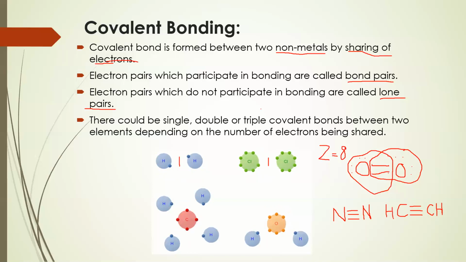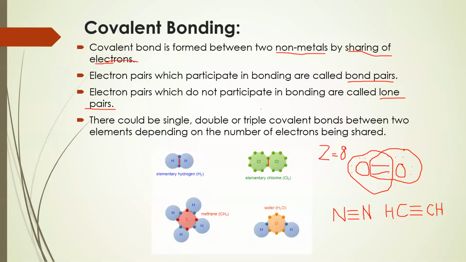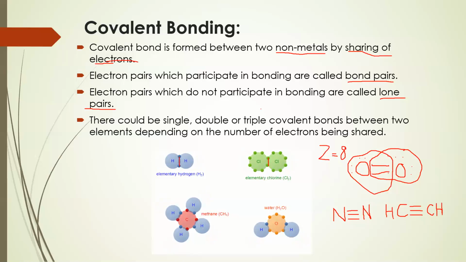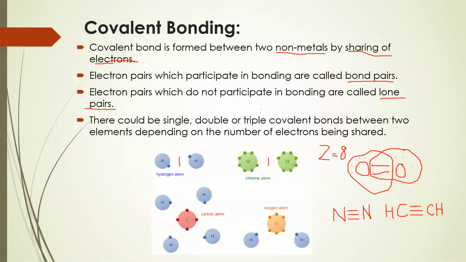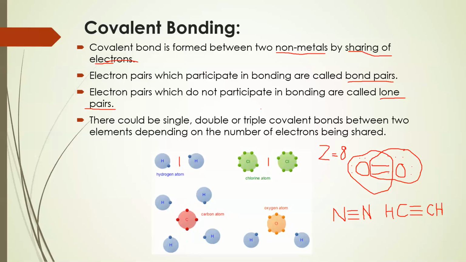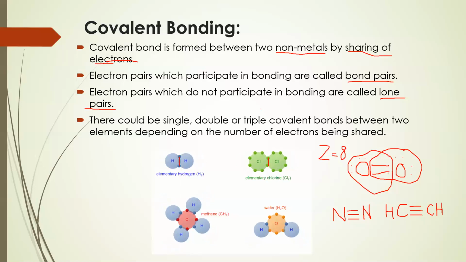What is a covalent bond? A covalent bond is formed between two non-metals by sharing of electrons. Electron pairs which participate in bonding are called bond pairs. Electron pairs which do not participate in bonding are called lone pairs. There could be single, double or triple covalent bonds between two elements, depending on the number of electrons being shared.